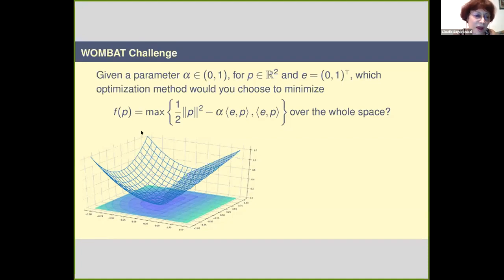Okay, so here we have a graph of this function, and where the kinks are, where f is not differentiable, is where these two terms are equal, and this happens in a circle of radius alpha plus 1 and center at 0, 1 or something like this.